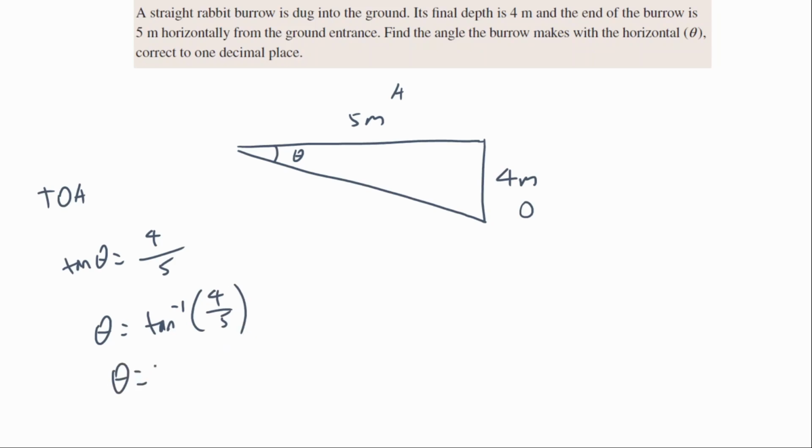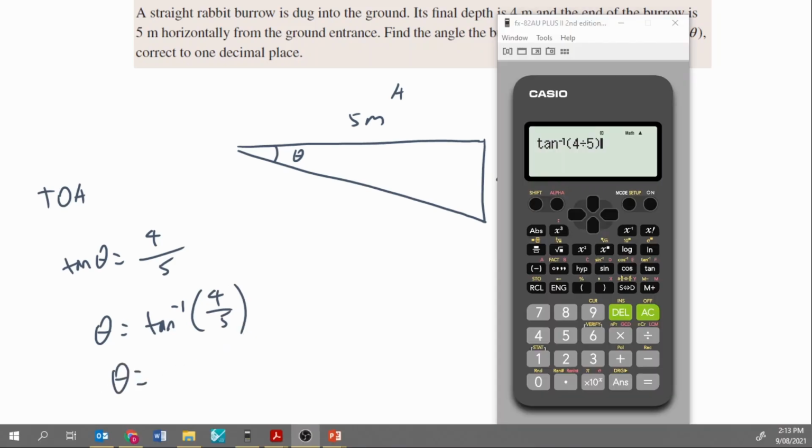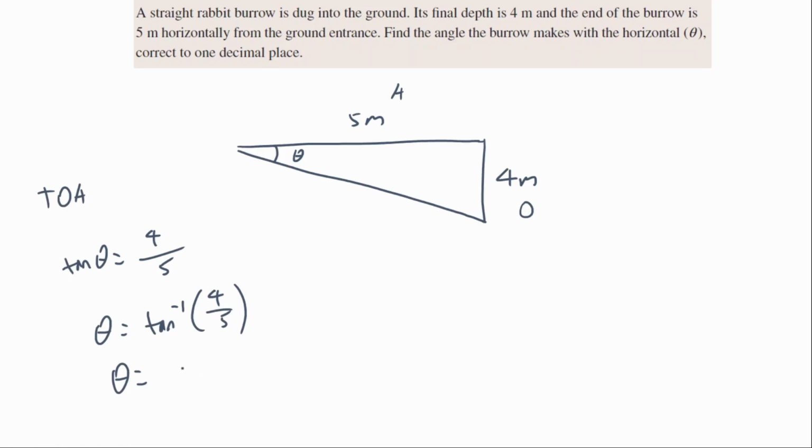And then we're going to pop those values into our calculator again. And that's what it will look like in your calculator. And then press enter and you get a value of 38.7, correct to 1 decimal place. So it's 38.7 degrees. Give yourself a tick if you got that correct.